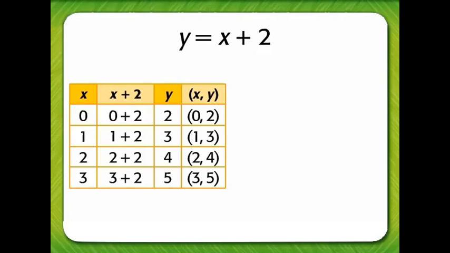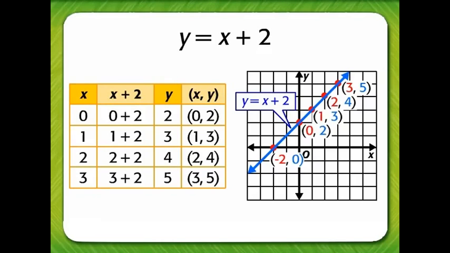In conclusion, we have represented a function in 3 different ways: an equation, a table of ordered pairs, and a graph.